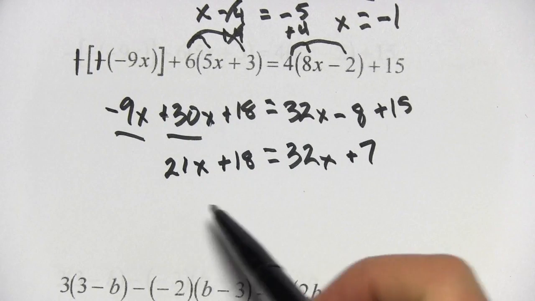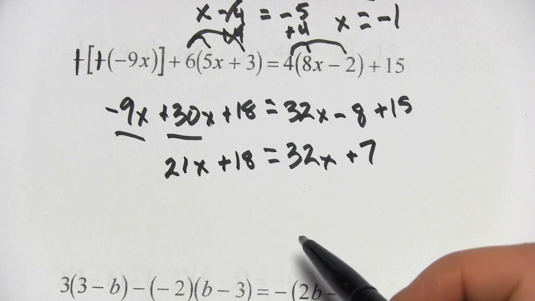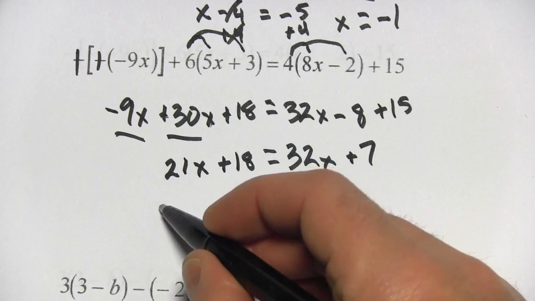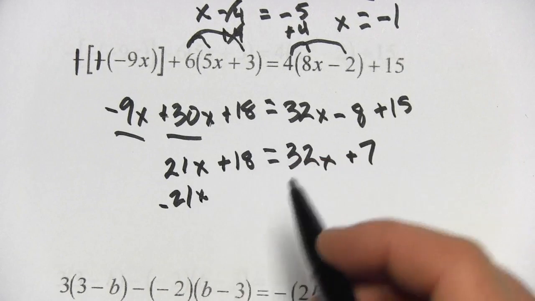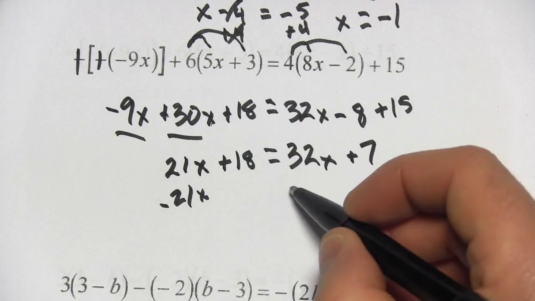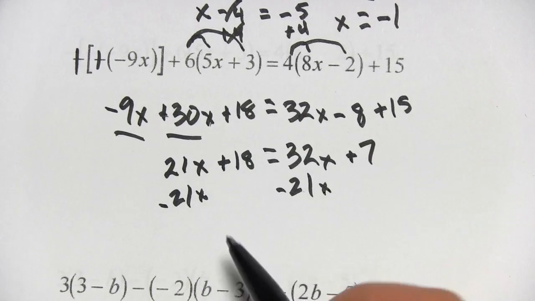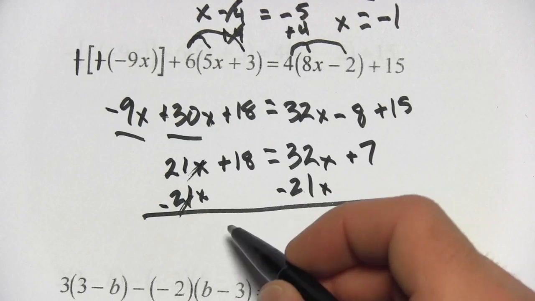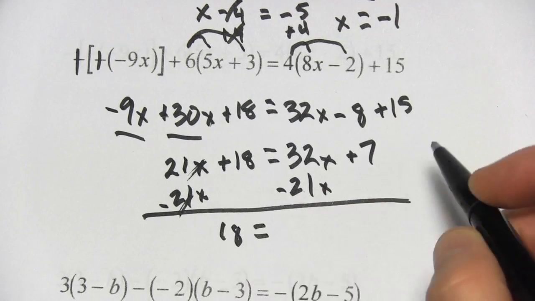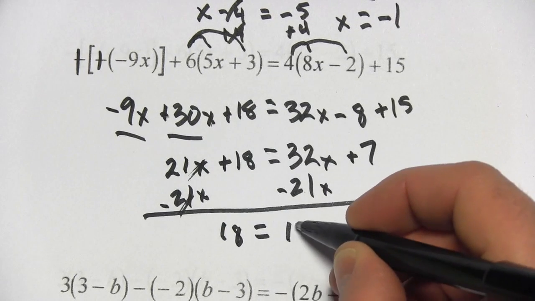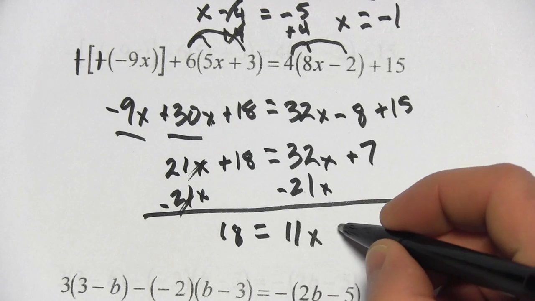I've got x's on both sides of the equal sign now, so I want to get rid of one of those chunks of x's. I'm going to get rid of the 21x. I usually go after the smaller chunk of x's so that I don't end up with more negative signs than I need to. So we'll subtract 21x from both sides of the equation. Over here, it just disappears. We get 18 equals, and 32 minus 21x should be 11x. And then we have our plus 7.